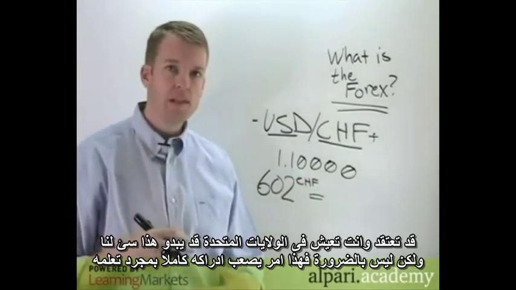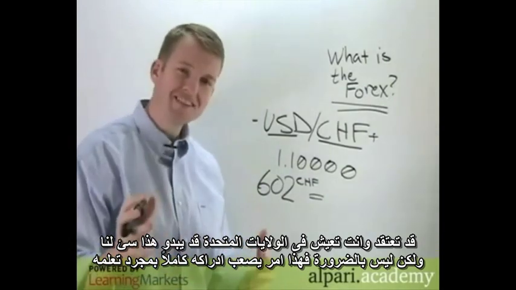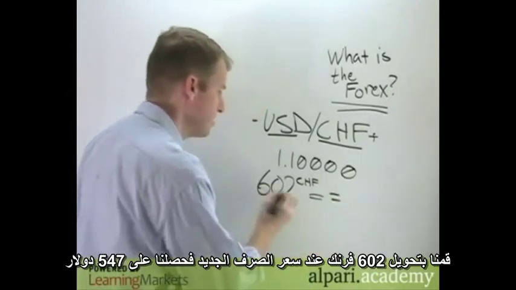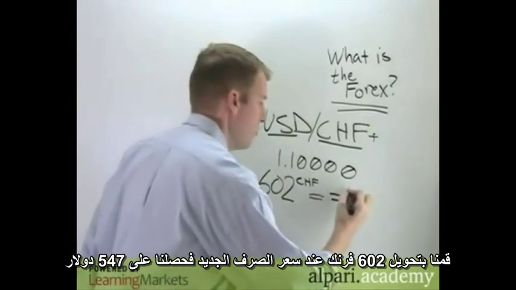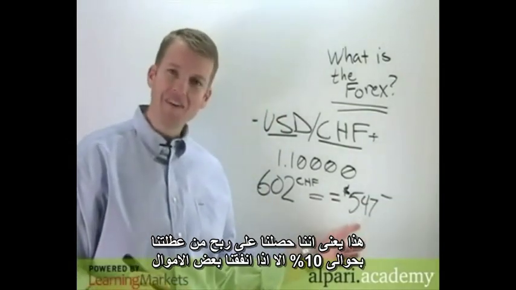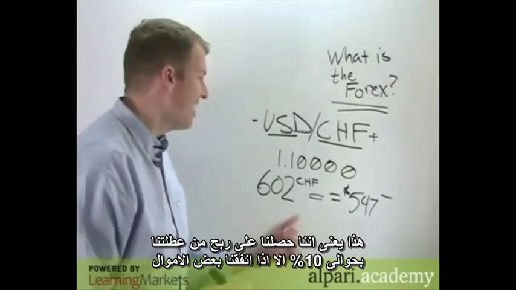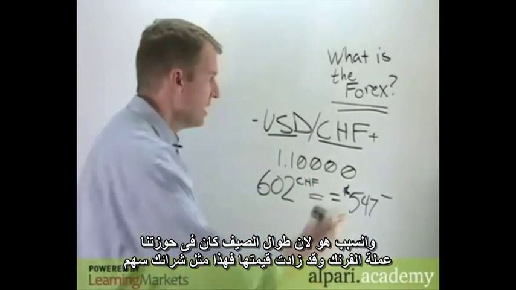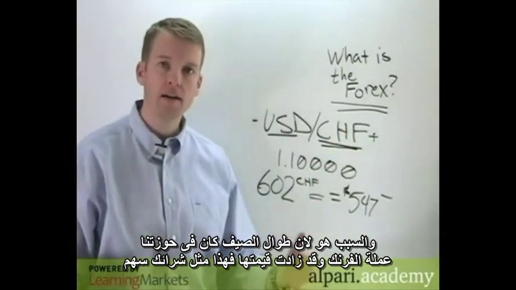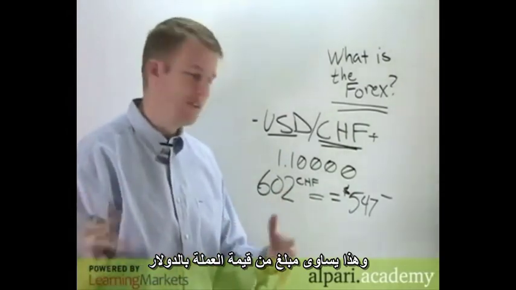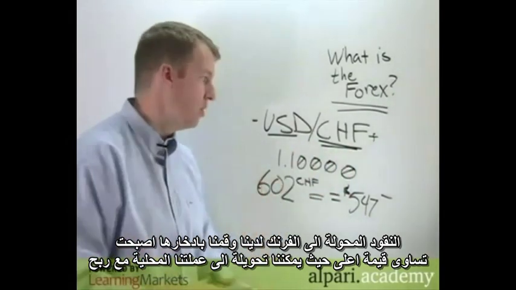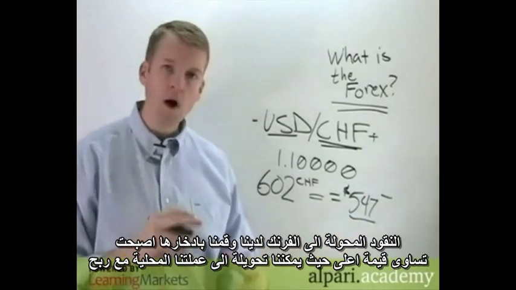And now you might think, well, we live in the U.S., that must be a bad thing for us. Well, not necessarily, and this is something that's hard to wrap your head around when you first learn it. If we convert this 602 francs at our new exchange rate, we get back $547. Now, that means that we just made a profit on our vacation of 10%, at least on our spending money. And the reason why was because over the summer, essentially we were holding an asset that appreciated in value. This is just like if you held a stock that's worth dollars and it appreciates in value versus the dollar. The franc, we held this asset that became more valuable. We converted it back into our domestic currency and we're able to walk away with a profit.